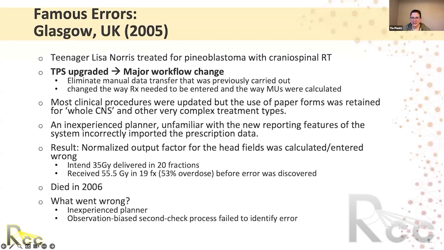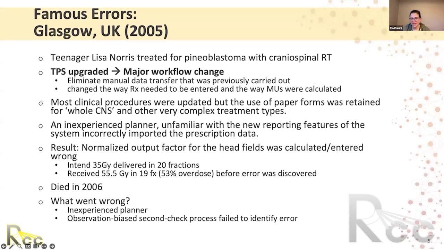Before her treatment, the clinic had recently upgraded their treatment planning system, and this led to major workflow changes. Previously, all of their workflows utilized paper forms, and the new system moved them to electronic calculations and reporting, though they still retained the paper forms for complicated treatments like whole CNS. In the case of Lisa Norris, an inexperienced planner picked up her case, and they were unfamiliar with the new features of the system.